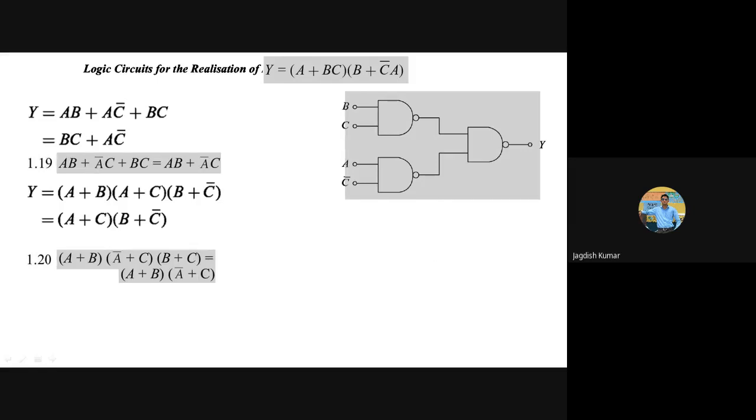Are you comfortable with this? I give it to you as a quick practice right now. You try to arrive from here to this one, and then prove that y is equal to BC or AC complement. Use all the theorems of Boolean algebra which you can use, and then you have to arrive at this point. Let me know how many of you are able to do this. Yes, Benchy says she can. What about others?